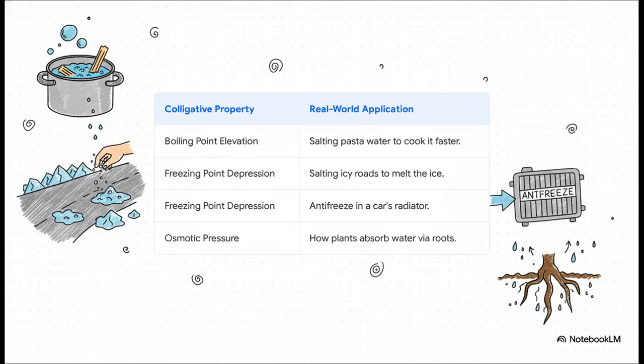And what about those colligative properties? Oh yeah, they're everywhere. You ever add salt to your pasta water? You're raising the boiling point, so the water gets hotter and cooks the pasta faster. Why do we salt icy roads? The salt dissolves and lowers the freezing point of water, forcing the ice to melt even when it's cold out. Antifreeze in your car's radiator? Same exact principle. And osmotic pressure? That's how plants are strong enough to pull water up out of the soil through their roots.